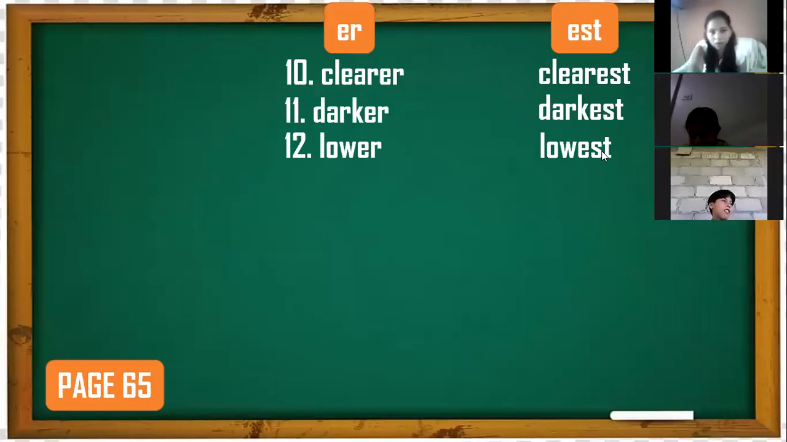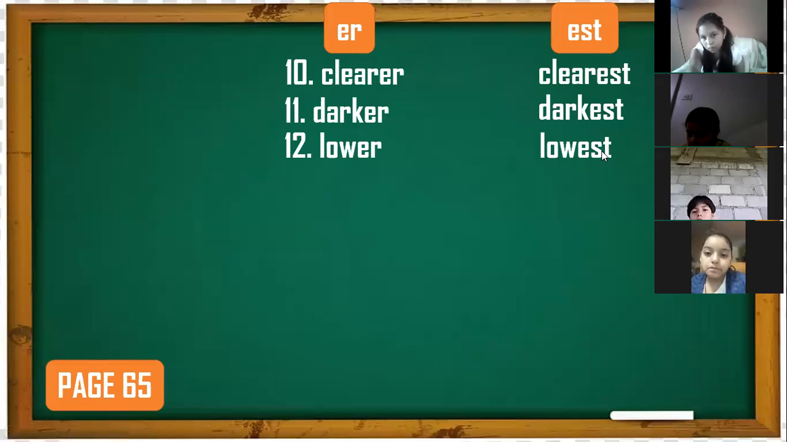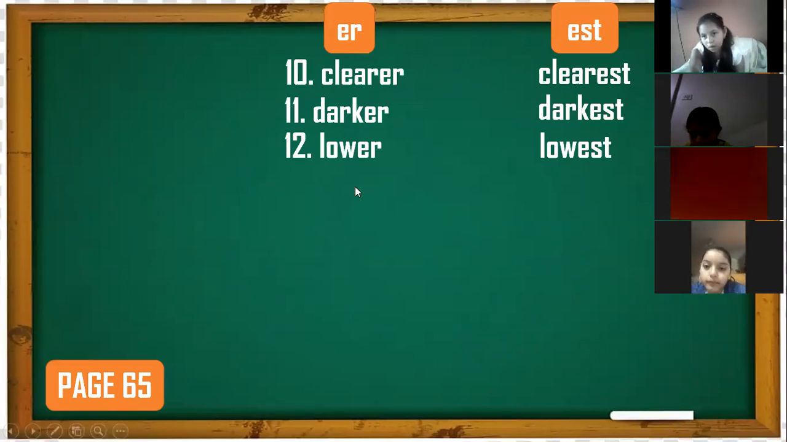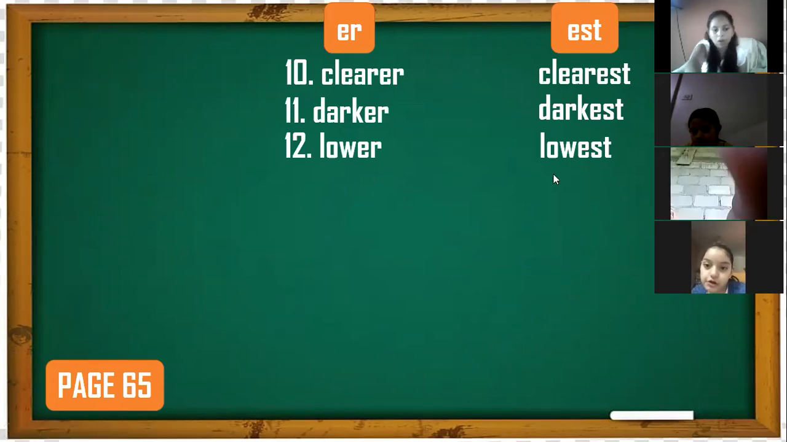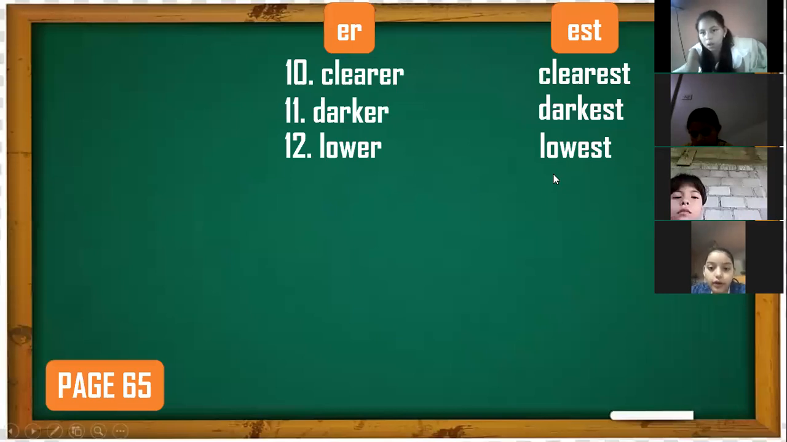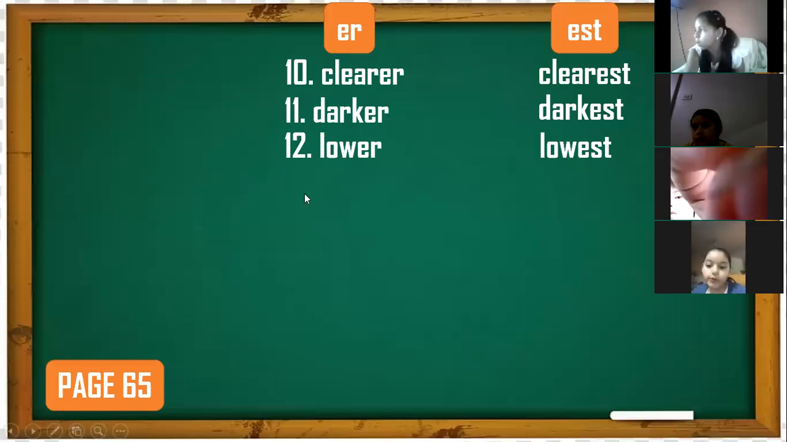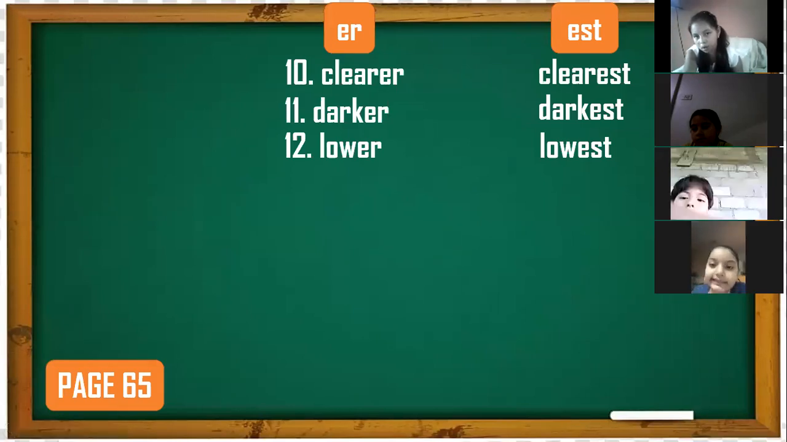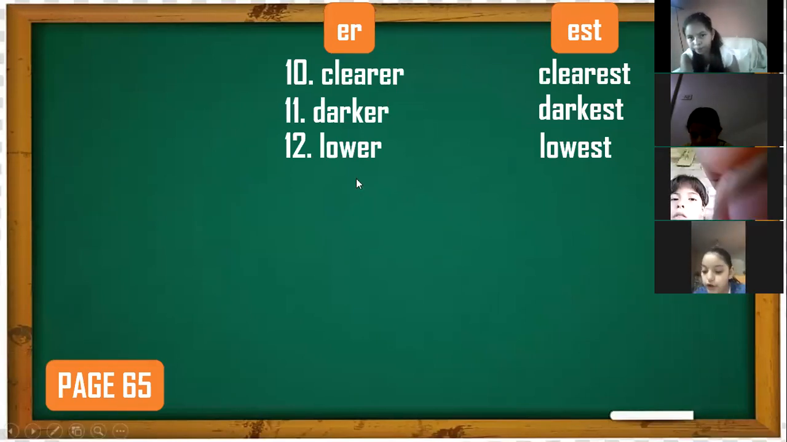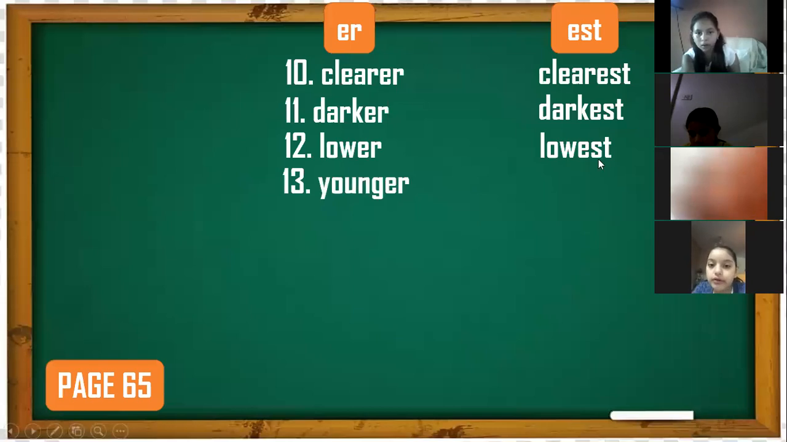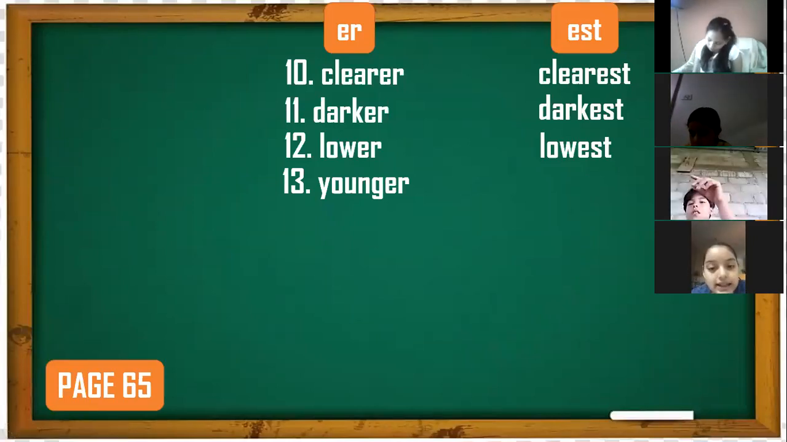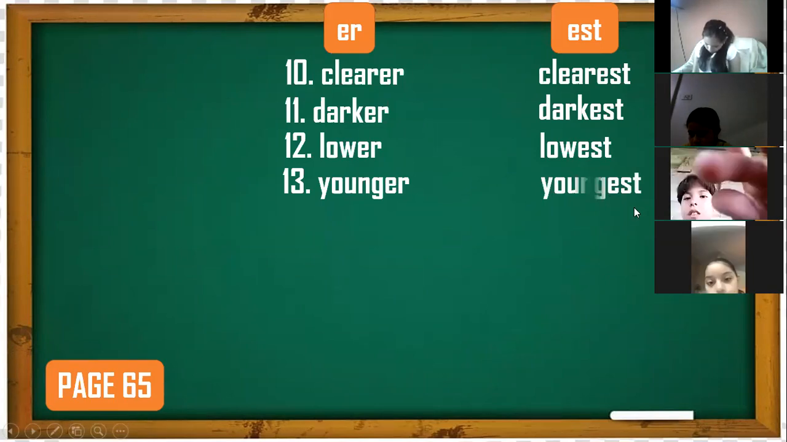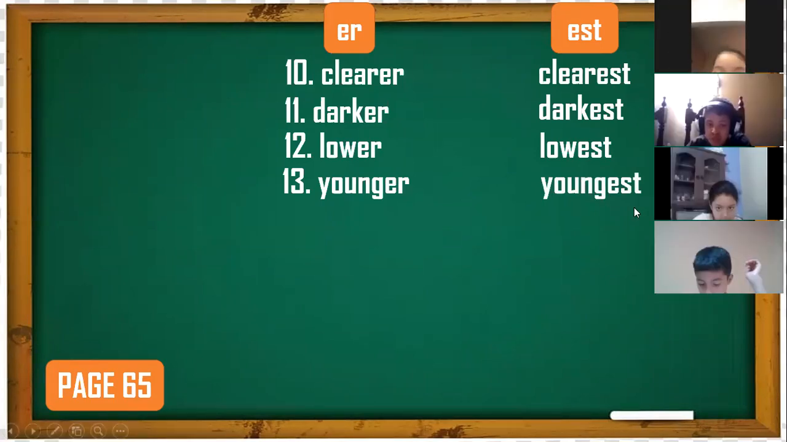Now let's continue with Abby. Okay, Abby, the word number 13. Activate the audio, Abby. Young. Okay, young with ER? Younger. And with EST? Youngest. Very good. Excellent. Thank you, Abby. Well done.